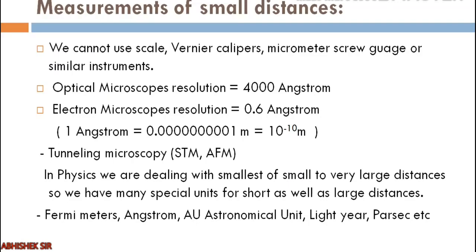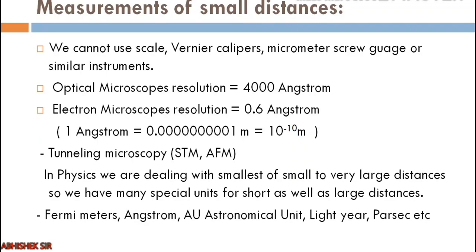In physics, we are dealing with smallest of small to very large distances. So in physics, we have many different names of units, right? So it may be fermimeters, it may be angstrom, it may be AU. AU is the astronomical unit, and light year, parsec, etc.